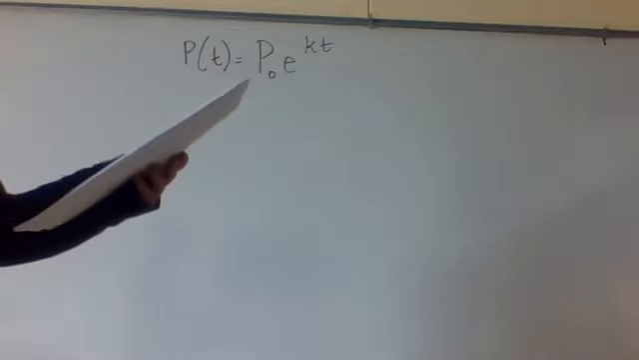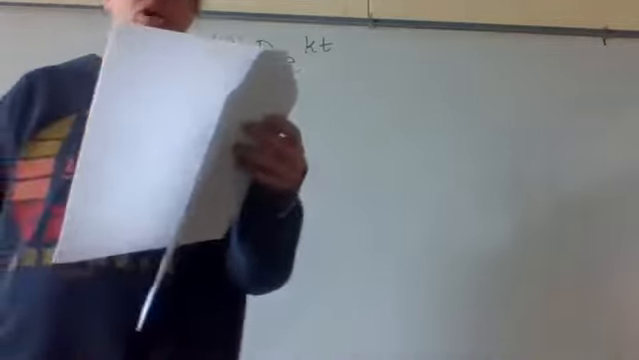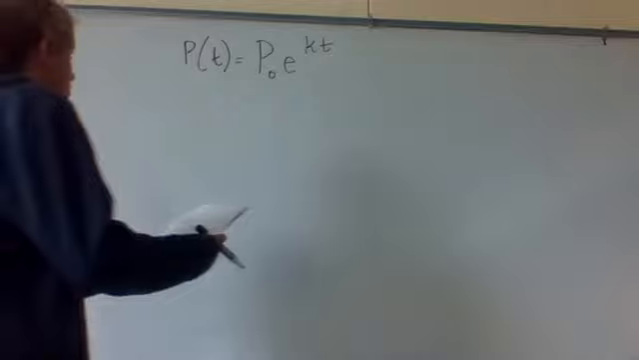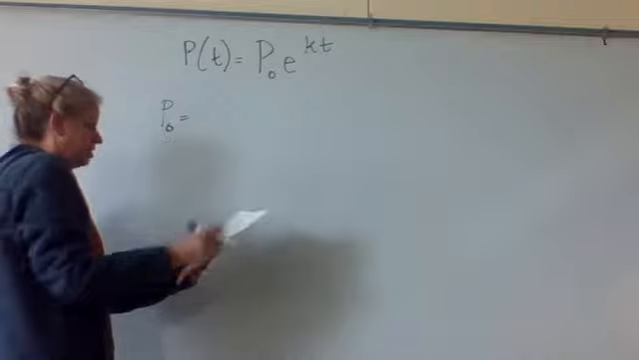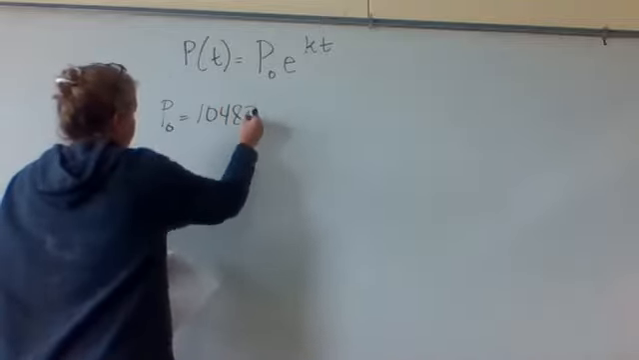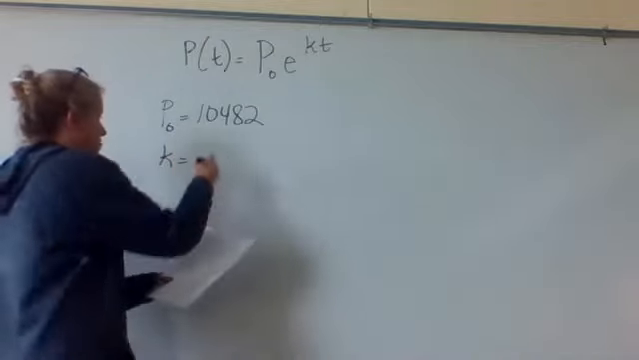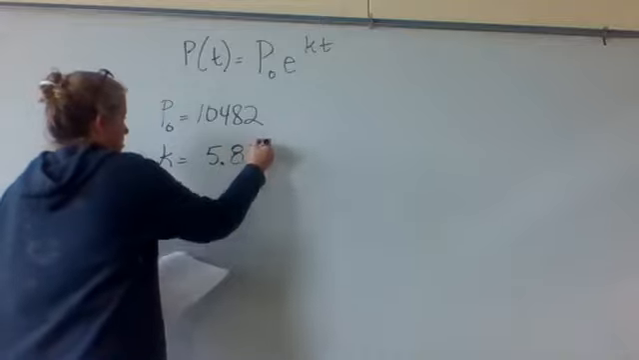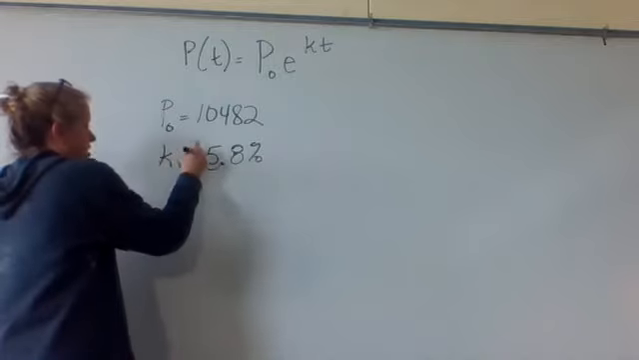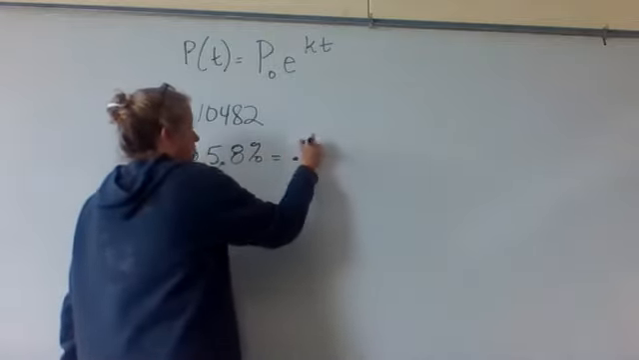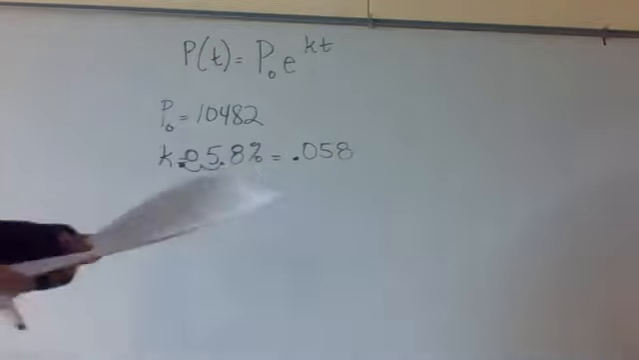So let's see, suppose that $10,482 is invested at an interest rate of 5.8% per year, compounded continuously. So my initial amount is $10,482. My interest rate is 5.8%. And I want to turn that to a decimal, so I'll move it 2 places to the left, fill in that blank with a 0. So 0.058 is what you're going to use for the interest rate. I don't know what the T is.